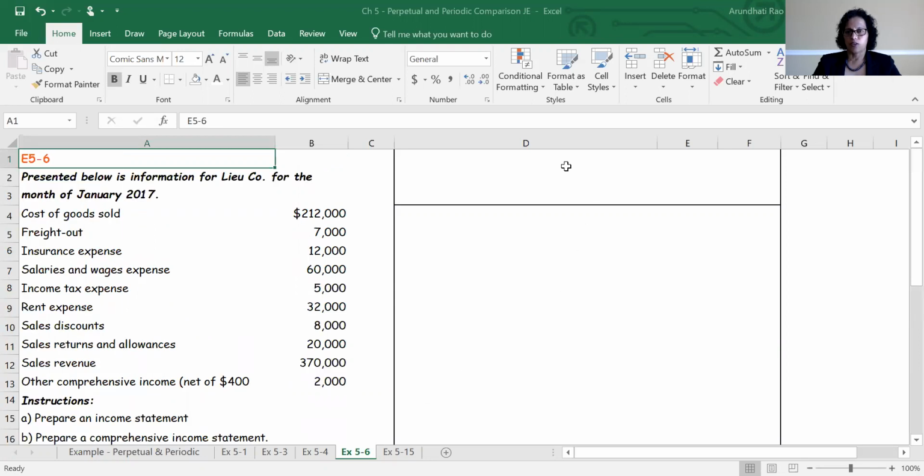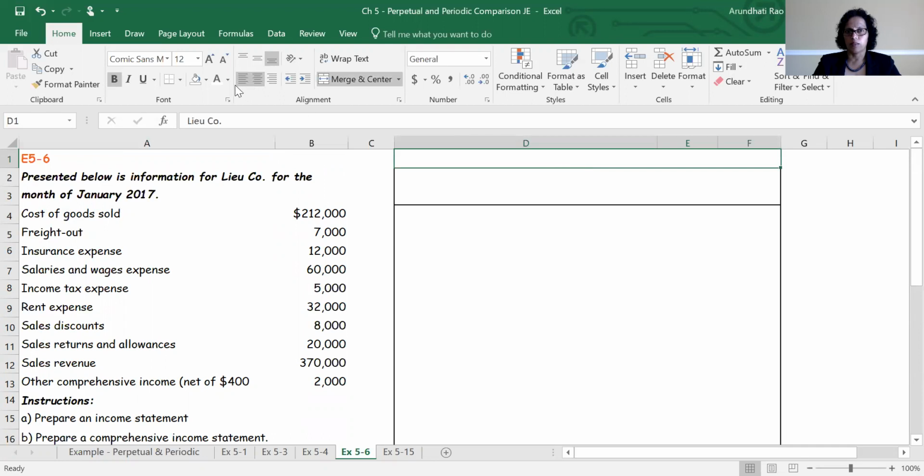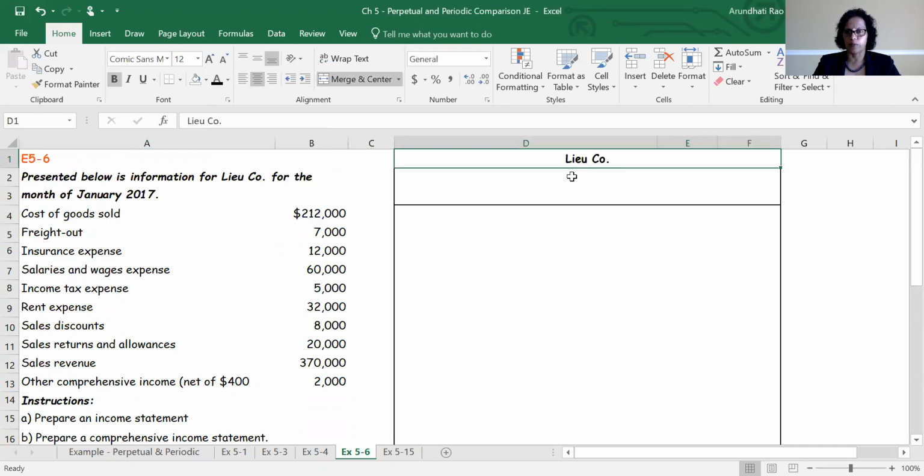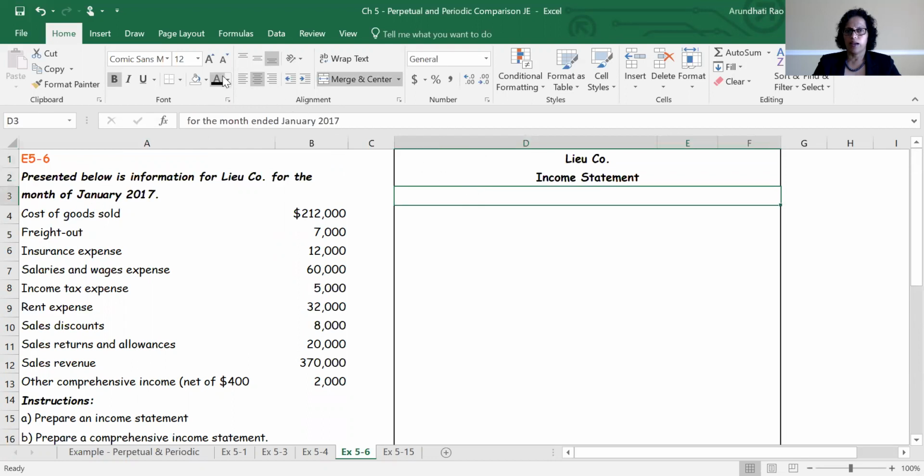So for any financial statement, we always start with, in the first line, the name of the company. So in this case, we'll write your company. Second line, we identify which statement we are preparing. Here it is the income statement. In the third line, we will identify for what period it is. So it is for the month ended January 2017.